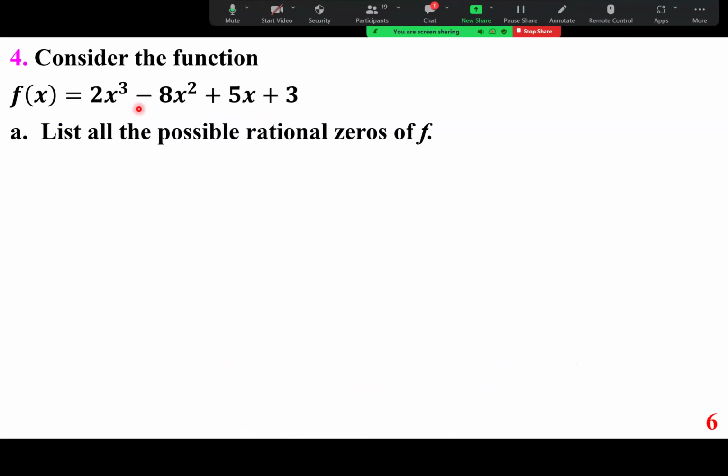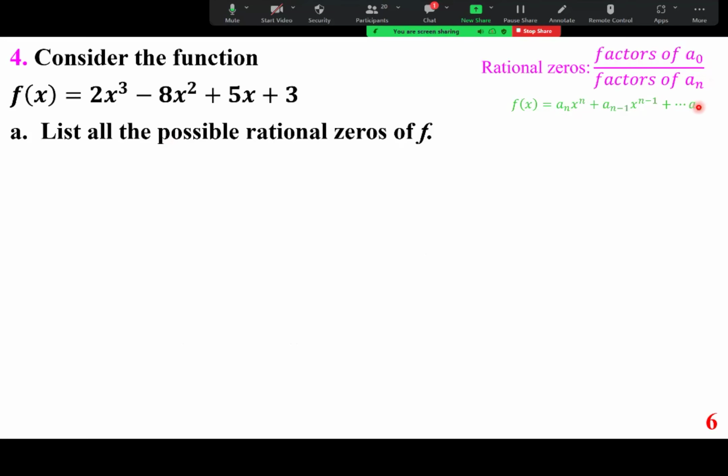Consider the function f of x equals 2x cubed minus 8x squared plus 5x plus 3. List all the possible rational zeros of f. What is rational zero theorem? According to that, factors of a sub 0 over factors of a sub n. F of x starts with a sub n x to the power of n, and it ends with a sub 0. So factors of the constant, 3, over the factors of the leading coefficient a sub n, which is 2 here.